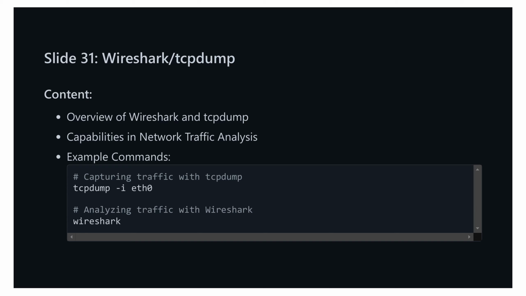TCP dump is a command line packet analyzer. Below is an example command to capture traffic on an interface, such as eth0: tcpdump -i eth0. For a more graphical representation, Wireshark can be used. Simply launch Wireshark with the following command: wireshark. Both tools enable you to dive deep into packet-level data, assisting in tasks such as network troubleshooting, security monitoring, and protocol analysis.